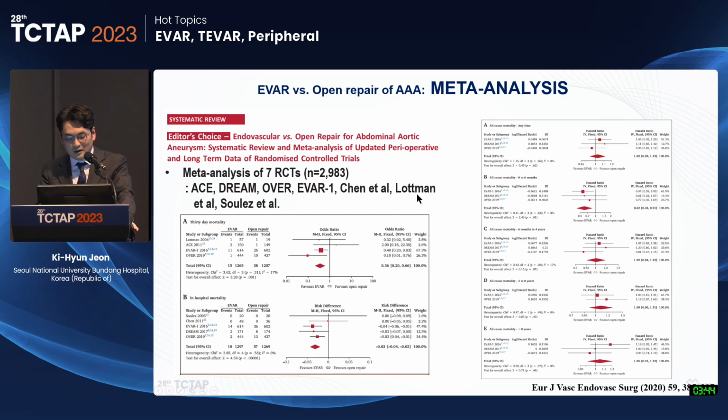In short-term mortality, EVAR has a definite benefit over open repair. But as time goes by, the benefit tends to be neutral or even slightly favors open surgery.